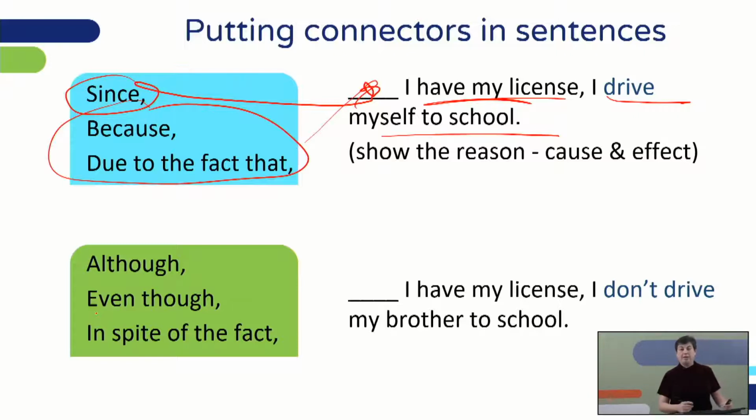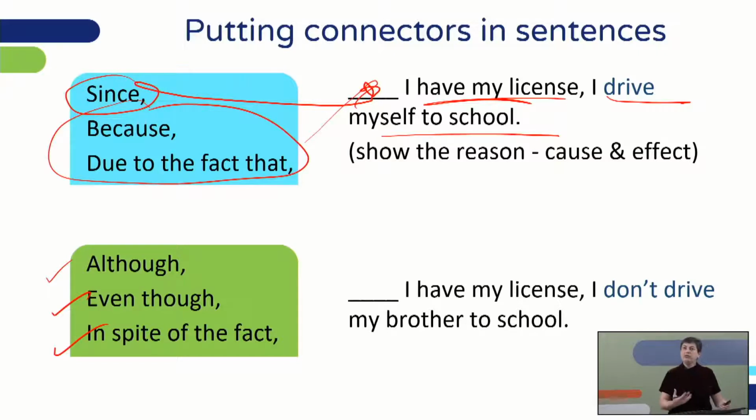Even though I have my license, and even though my parents want me to, I still don't do it. Maybe that fits in with my idea of responsibilities. In spite of the fact that I have my license. Now I'm talking about facts, but each of these is a connector that shows that this is true and this is the opposite. I'm showing contrast with these.